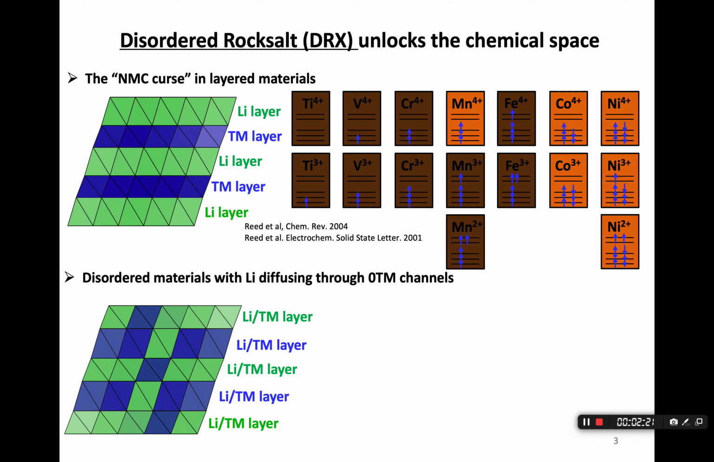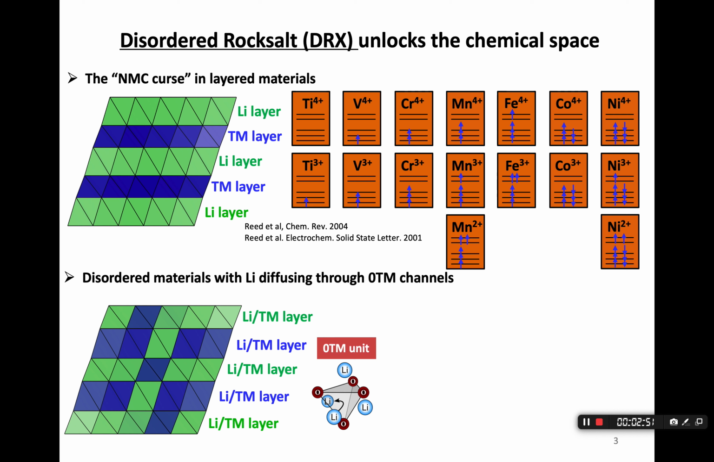It's a material similar to a layered material, but the difference is that you have a random distribution of lithium and transition metals in the cation lattice. So in that case, you don't really need to worry about transition metal migration because there's not even a transition metal layer. With this kind of design, you can use pretty much everything in the periodic table as long as you can make them. And instead of diffusion in a 2D plane, lithium transport in such materials only relies on some local structures, which we call 0-TM units.